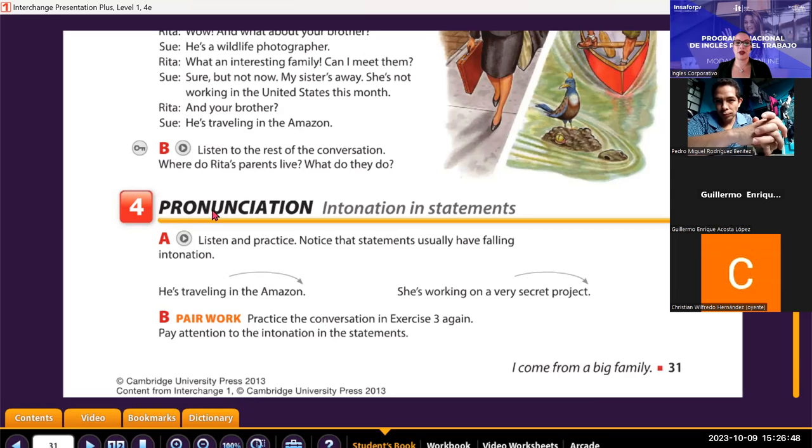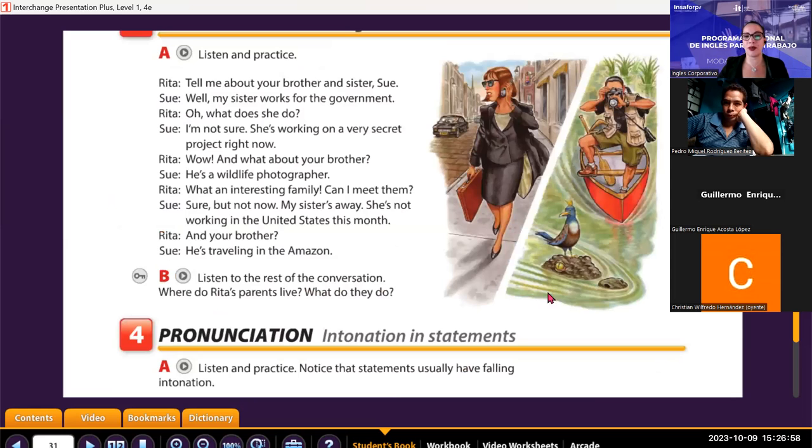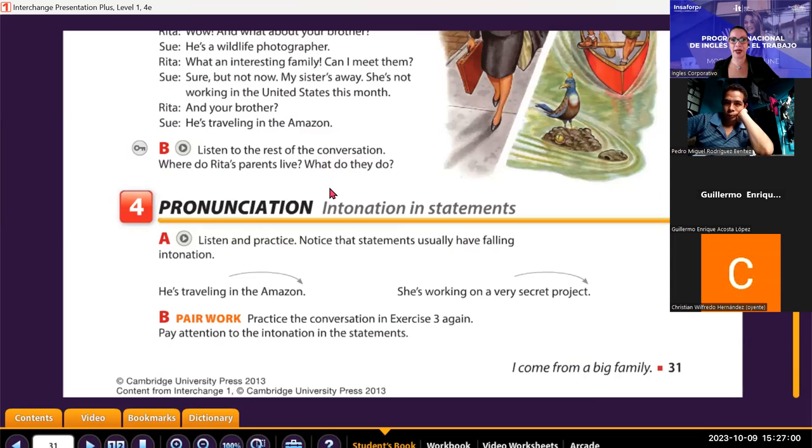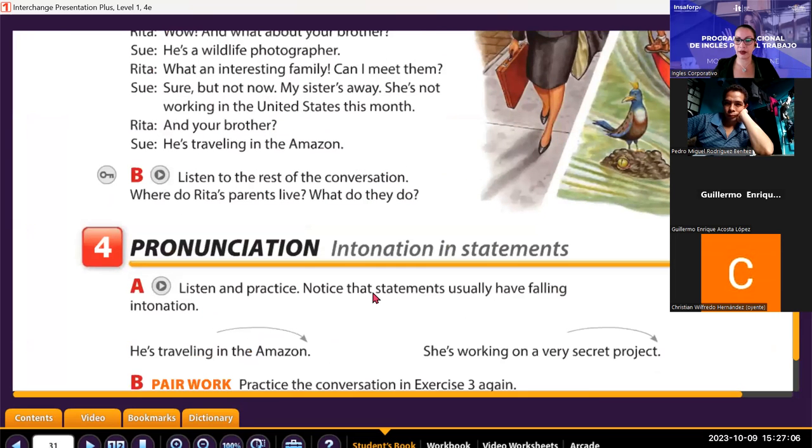Sí, vamos a escuchar para que vean que la entonación en las oraciones es como para hacia abajo. La última parte de la oración, la pronunciación es como que baja, como que fuera para abajo. Vamos a escuchar para que lo puedan notar. Sé que es un poco más grande acá.